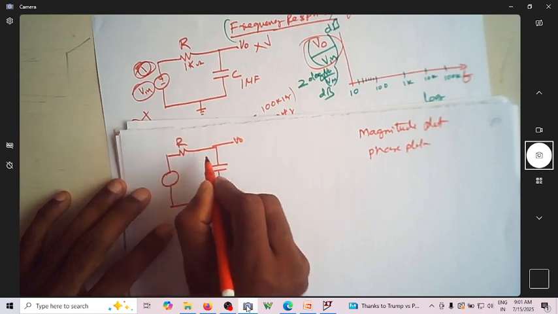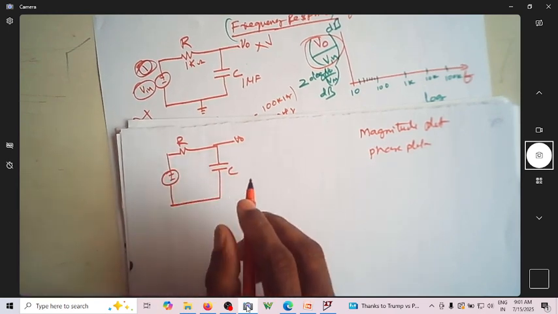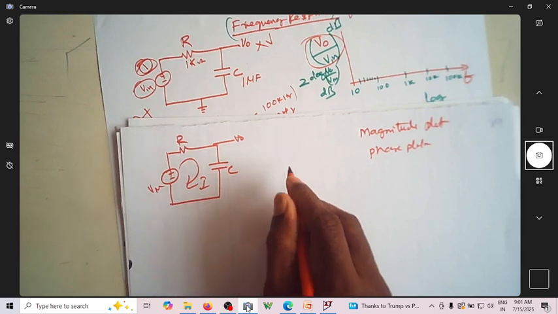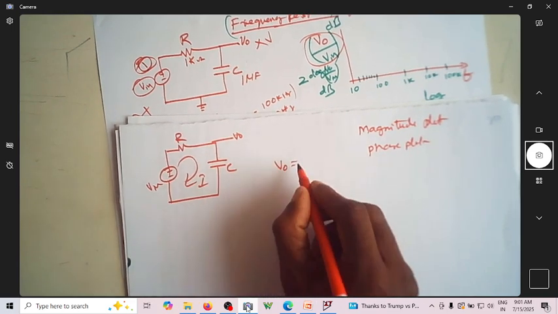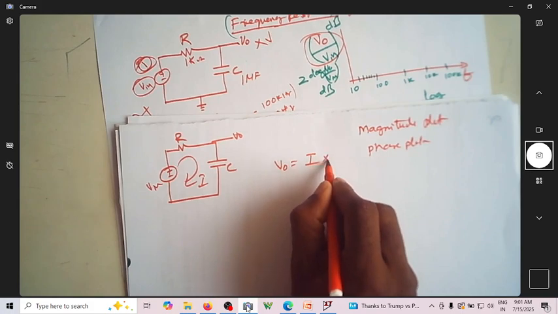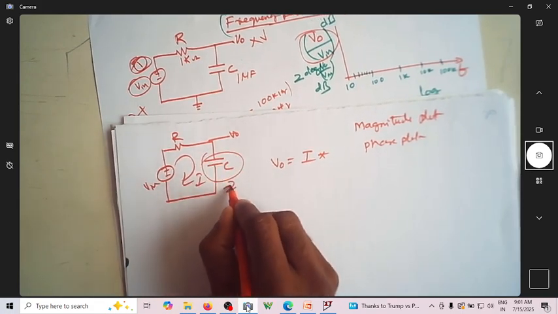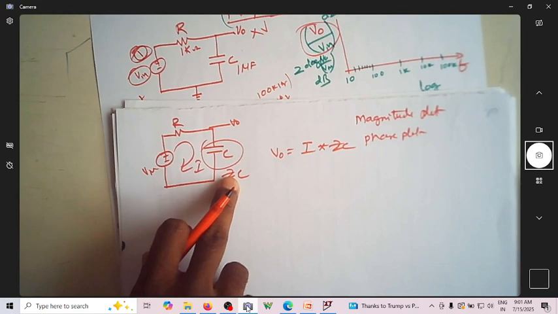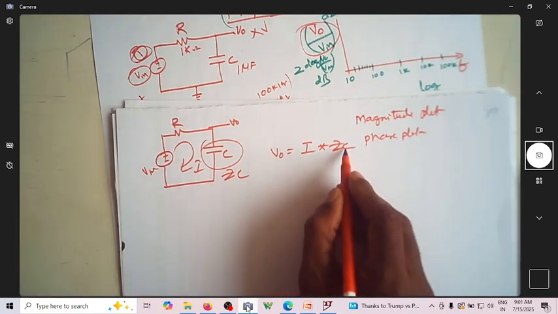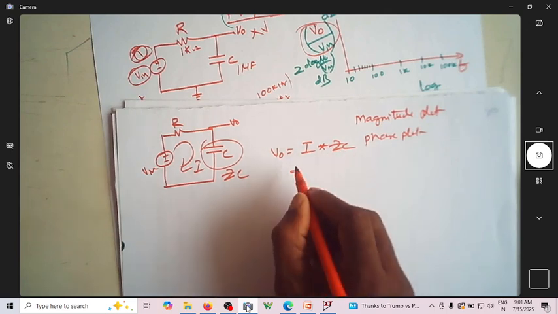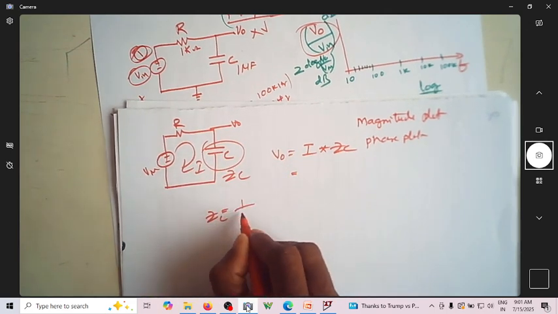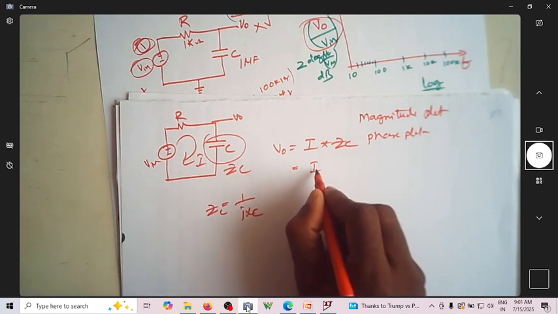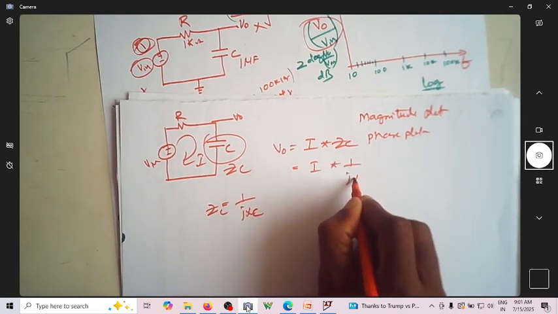So this is V naught, this is R, this is C, this is plus minus. Now I know that this is I, this is V in, this is V naught. So what is V naught equal to? Shall I say this is I multiplied by, suppose I say this is some impedance ZC. This is the impedance of, because this is a reactive component, let me say it has got some impedance ZC. So I know that this ZC is nothing but 1 over jXC. So I can write it as I into 1 over jXC.